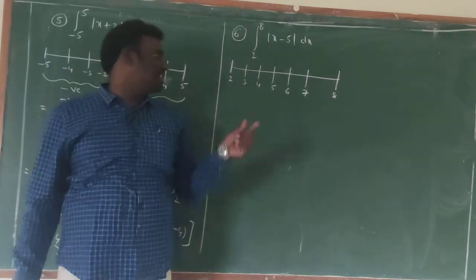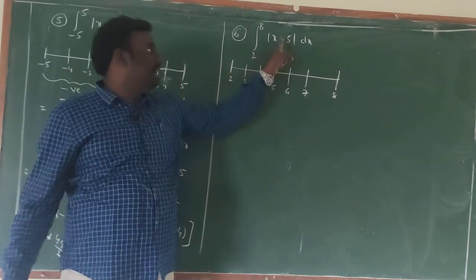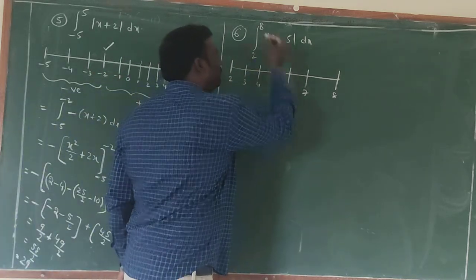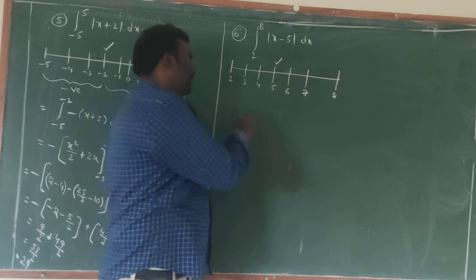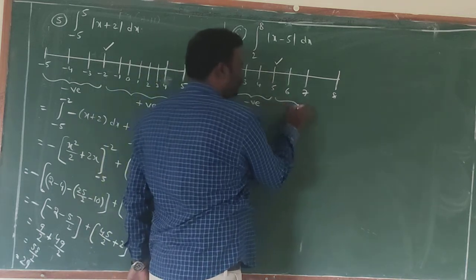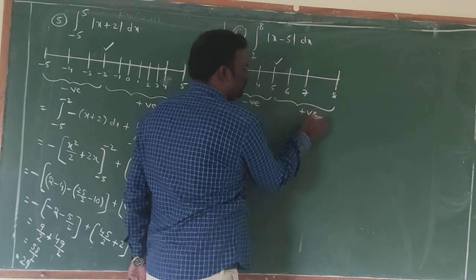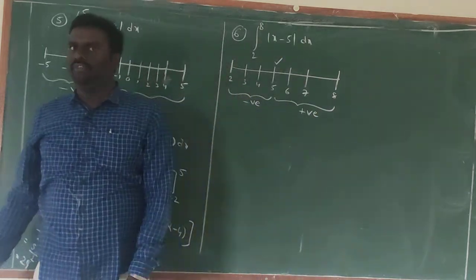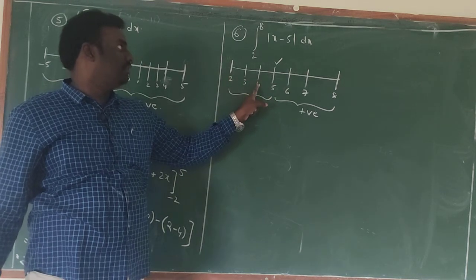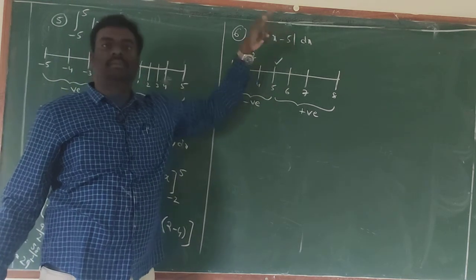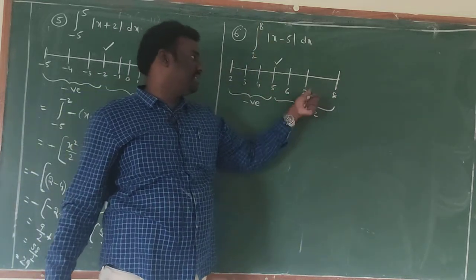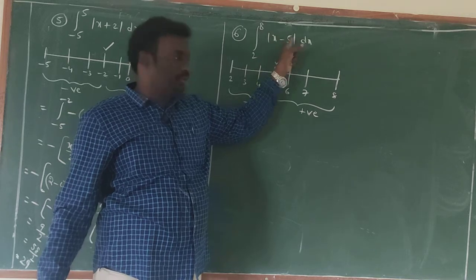Here also no need to check every portion. Not required. Here minus 5 is there, so take plus 5. In this portion negative, in this portion positive. If you have any doubt, take any value between 2 and 5. I am taking 4: 4 minus 5 is minus 1, negative. Take any value between 5 and 8, say 7: 7 minus 5 is 2, positive.